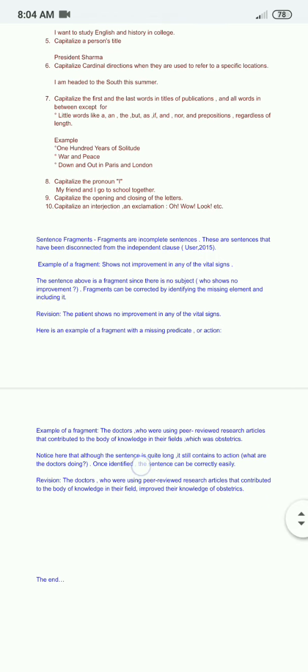Sixth, capitalize cardinal directions when they are used to refer to specific locations. Example: I am headed to the South this summer. Seventh, capitalize the first and the last words in titles of publications and all words in between except for little words like a, and, the, but, as, if, and nor, and prepositions regardless of length. Example: One Hundred Years of Solitude. War and Peace. Down and Out in Paris and London.